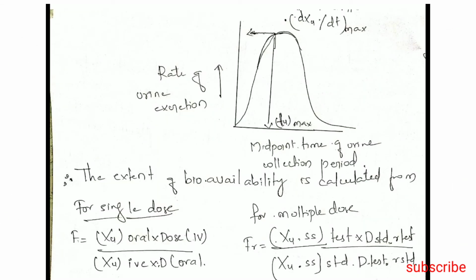The extent of bioavailability can be calculated as follows. For single dose, F is equal to XU oral into dose IV divided by XU IV into dose oral. For multiple dose, F is equal to XU,SS test into D standard divided by XU,SS standard into D test.